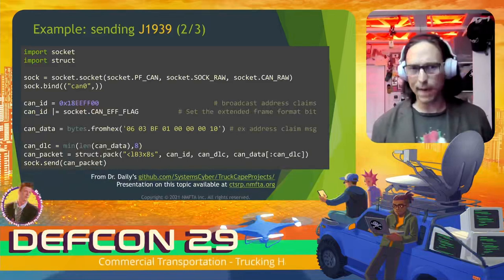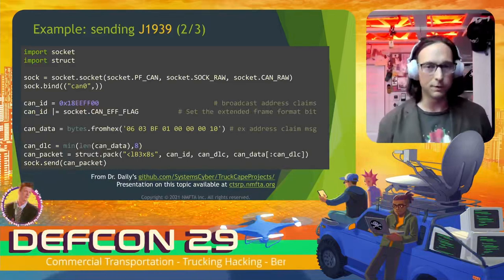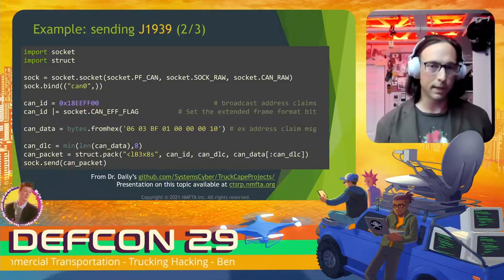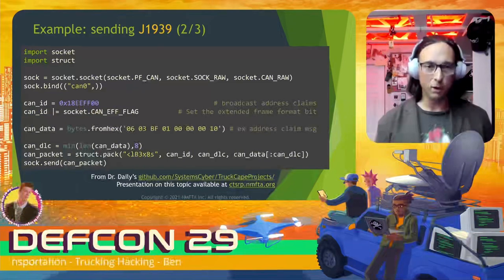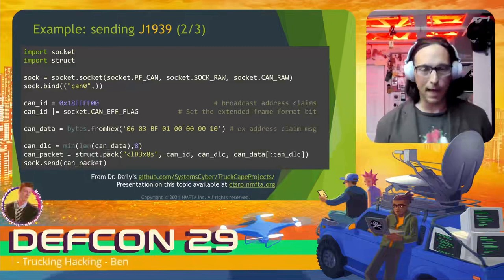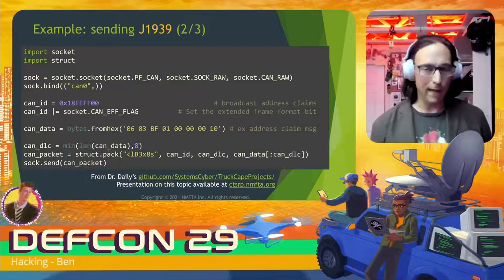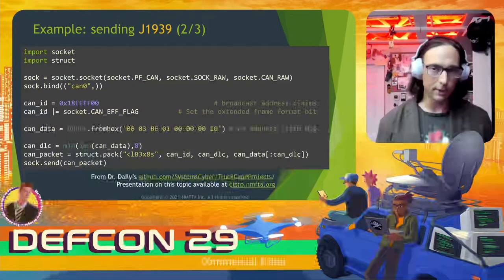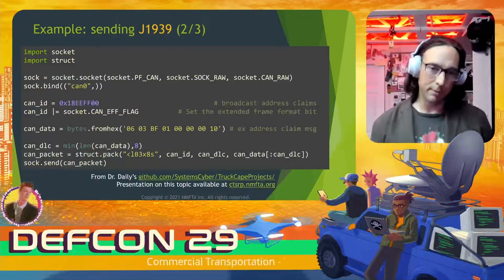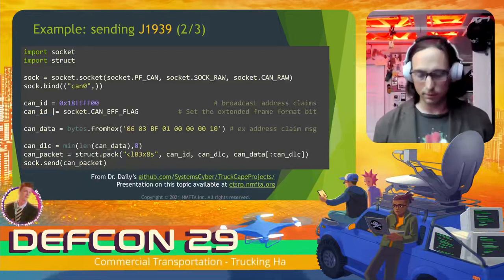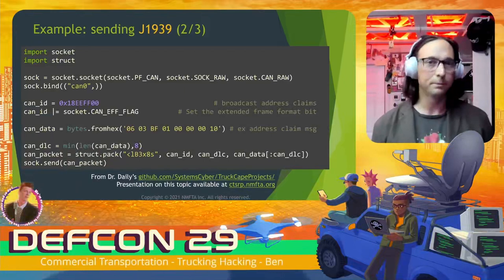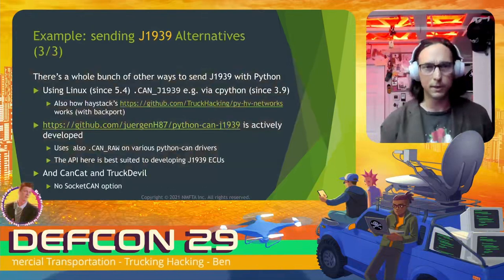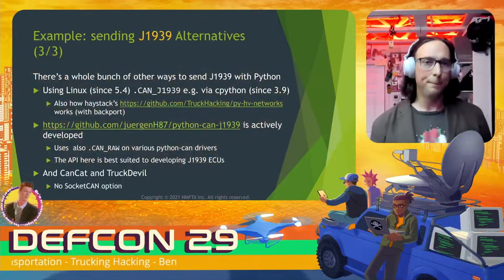There are some patches that are necessary for using other features of J1939, and we'll talk about that a bit in a second. If you want to know more about what's actually happening in this snippet, where address claim messages are being put together, I recommend you check out the presentation at our portal by Dr. Daly, and you can see some of the sample code at Dr. Daly's GitHub link there. So there are lots of alternatives for sending J1939.